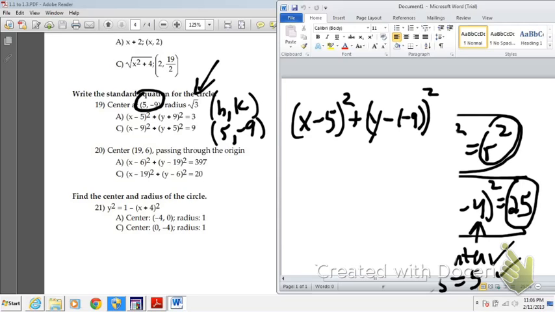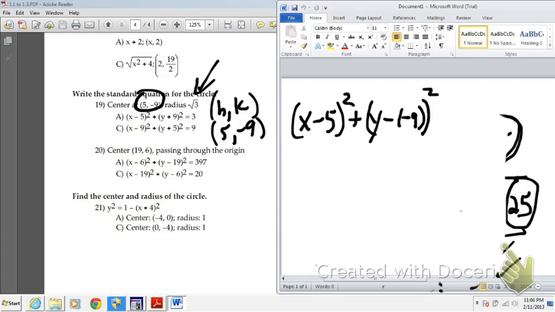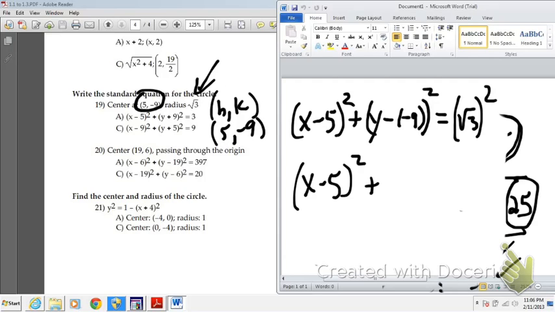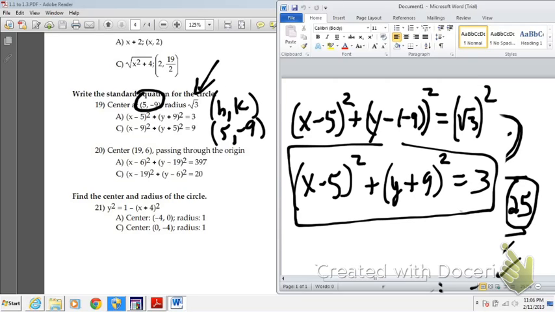So I'm just going to write, oops, I have a whole bunch of stuff from before there. Let me erase that. Okay, so equals square root of 3 whole thing squared. But then you've got to clean that up. So that's x minus 5 whole thing squared plus y plus 9 whole thing, because the negation of -9 is +9, squared, equals 3. Aha! I arrive here. There's my circle.